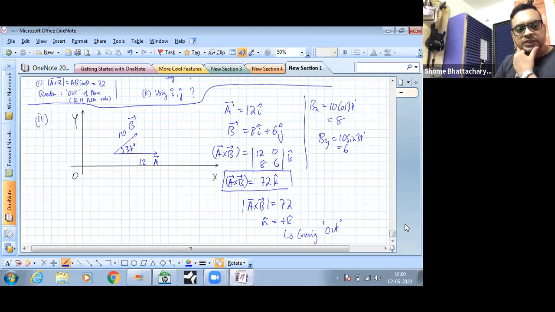Okay, people, so hope this is clear to everyone. Yeah, we'll do more problems, but now we have to also move to 3-dimensional.